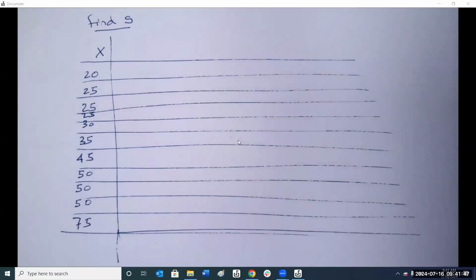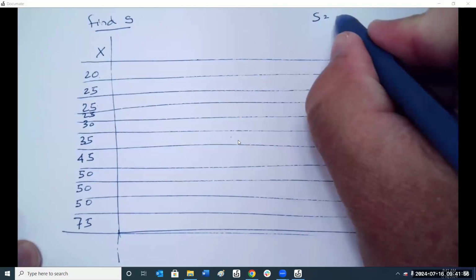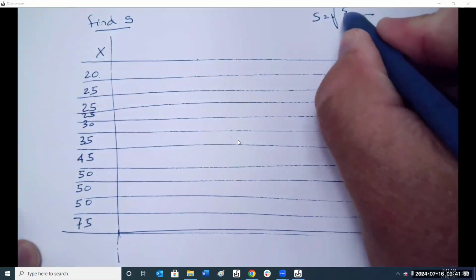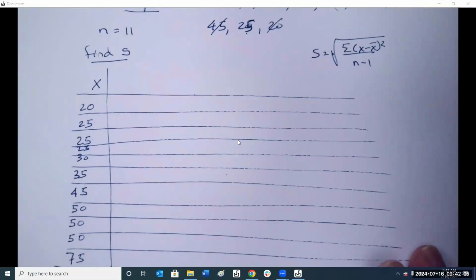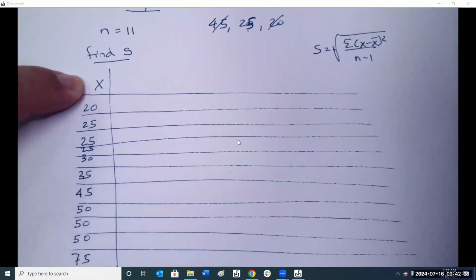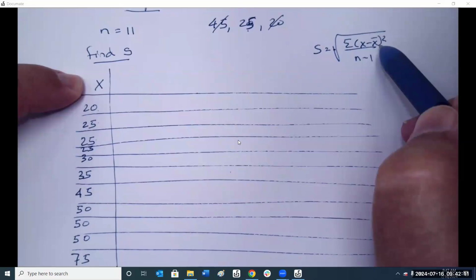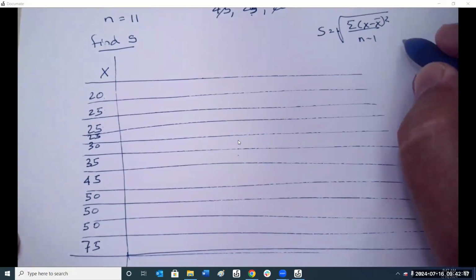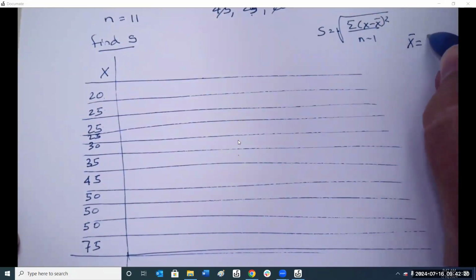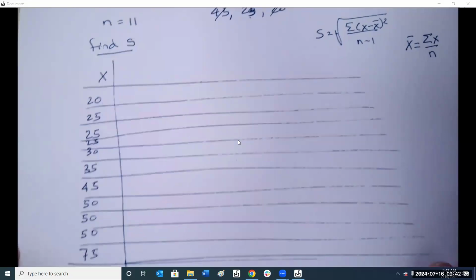So what's my next column going to be? What do I have to do next? Remember, look at the formula. The formula says summation of x minus x bar, squared, over n minus 1. We have x. What else do we need? We need to find x bar. How do we find the x bar? What's the formula for x bar? Summation of all your data divided by how many you have. So add up all your x's.